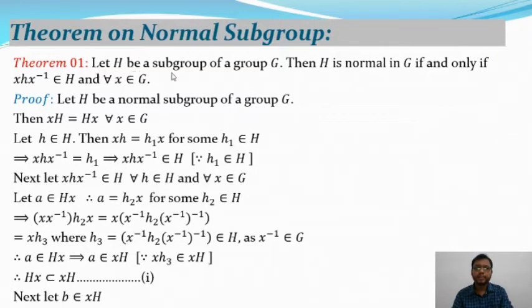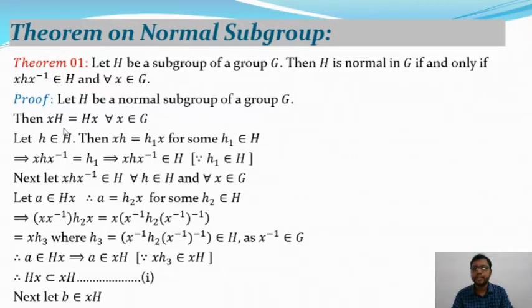Let H be a subgroup of a group G. Then H is normal in G if and only if xHx inverse belongs to capital H, where capital H is a subgroup of G, and for all x belongs to G. This is the first theorem on normal subgroups. So here is the proof of the above theorem.